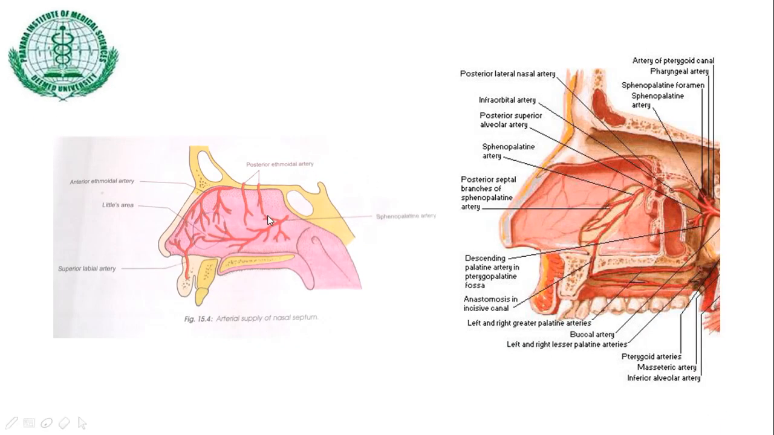Moving on to the blood supply of the nasal septum. It is divided into four quadrants. The anterior superior part of the nasal septum is supplied by the anterior ethmoidal artery, and the posterior superior part is supplied by the posterior ethmoidal artery. These are the branches of the ophthalmic artery.